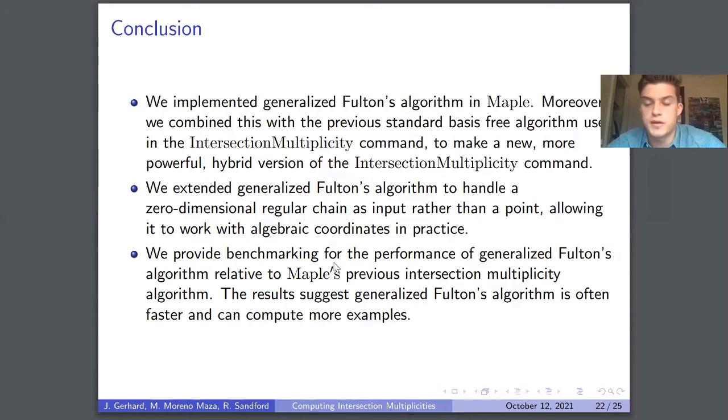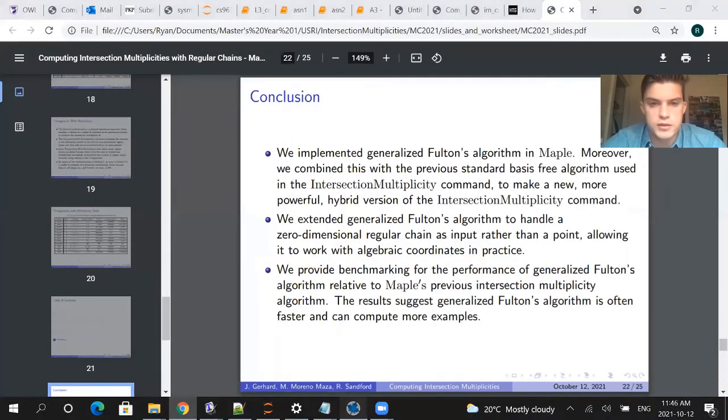And lastly, we provided benchmarking results to compare the new generalization of Fulton's algorithm relative to the previous tangent cone approach to intersection multiplicity in Maple. And the results suggest that often the new algorithm is going to be faster and can compute more examples. So let's check this out in a Maple worksheet.